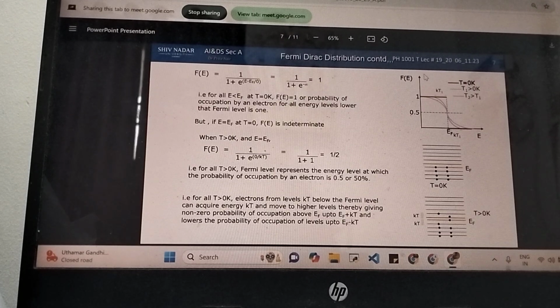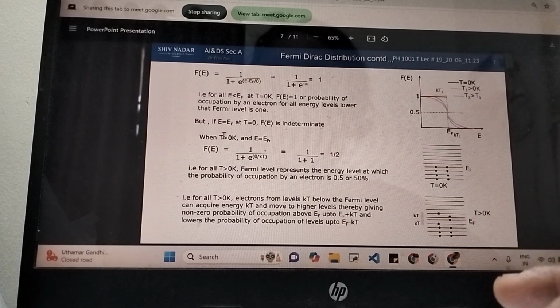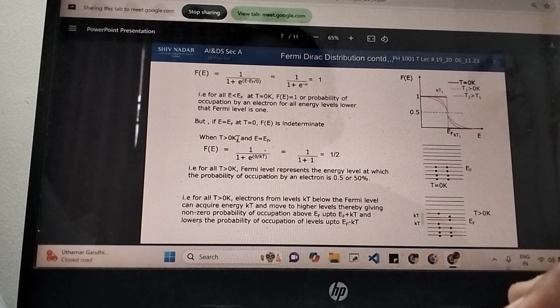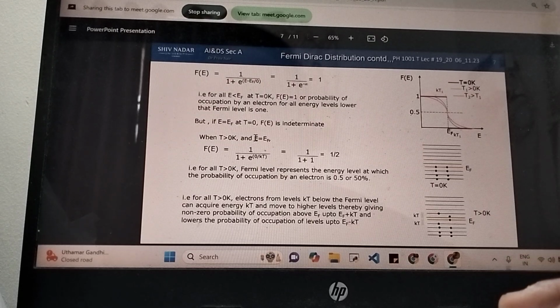But it is not necessary that the temperature will always be 0 Kelvin, right? So let's say we apply some heat energy and some electrons get excited and they move higher. So now my temperature is greater than 0 Kelvin. Then what is my Fermi level? So now we will take E equals EF.